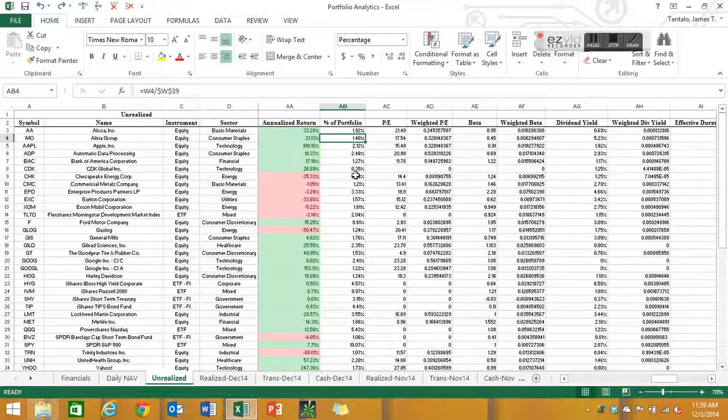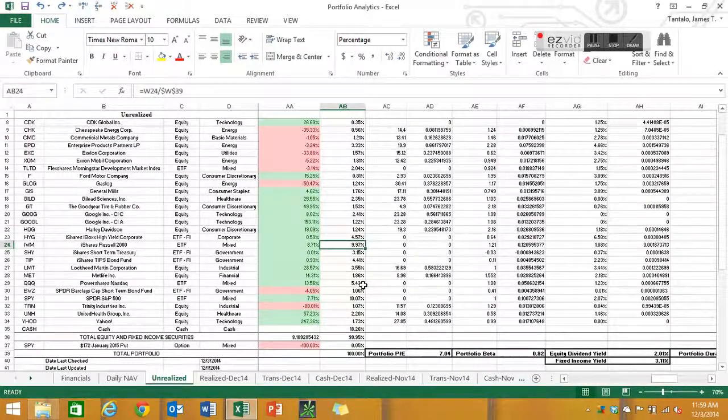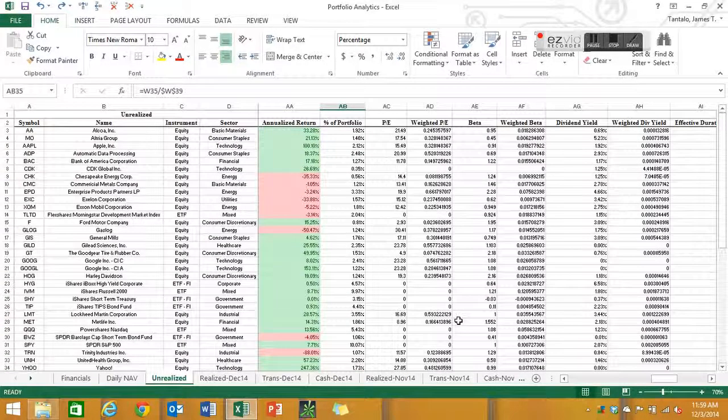As we move along here, we have the percent of the portfolio column, which basically takes our market value and divides it into our total portfolio value. And this denotes how much of our portfolio is held in any one stock. So for Altria, 1.4% of our portfolio is invested in Altria. Our biggest holdings are the iShares Russell Index and the S&P 500 ETF. We also have 18.26% of our portfolio in cash. Cash is not yet invested.